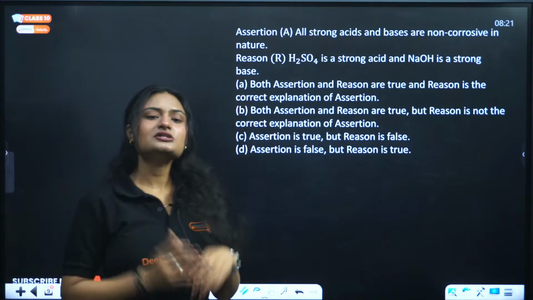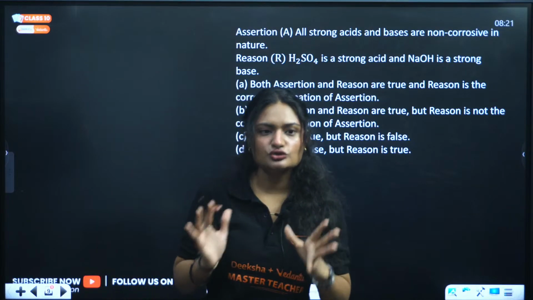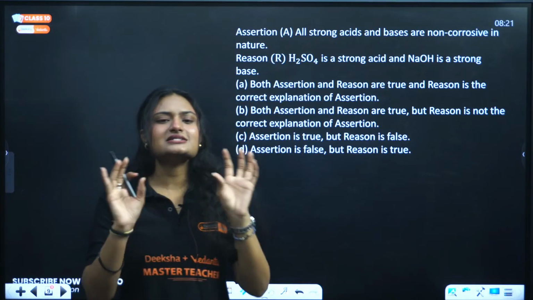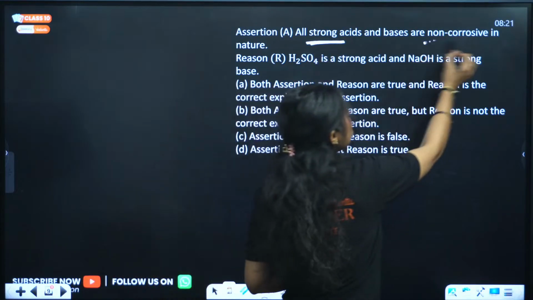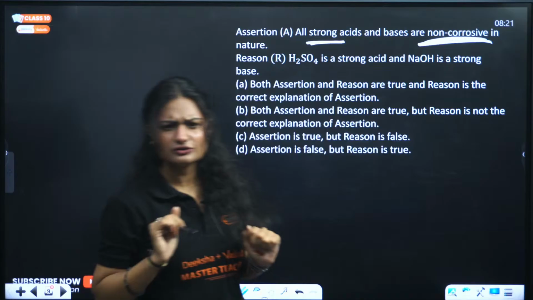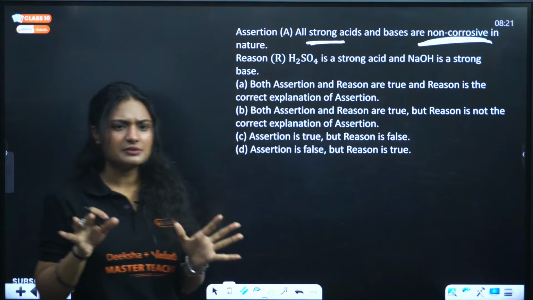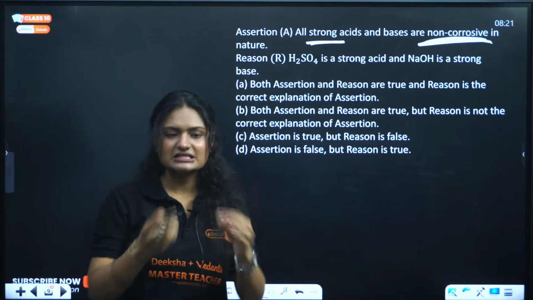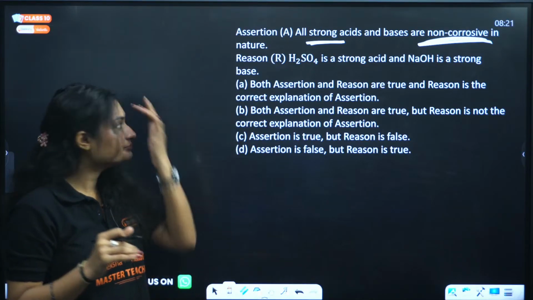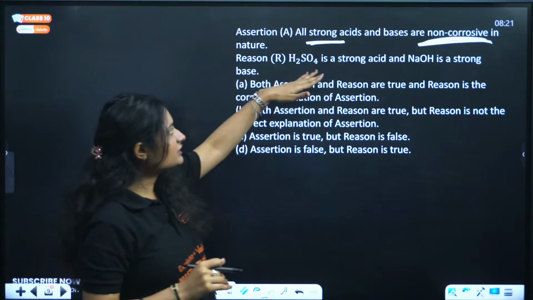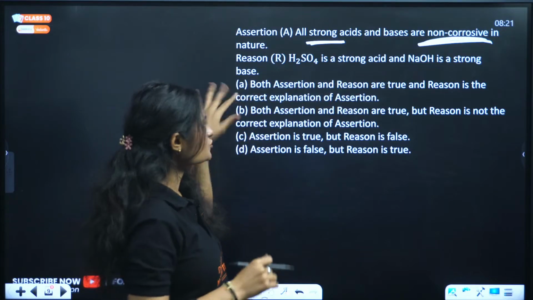The assertion says all strong acids and bases are non-corrosive in nature. Strong acids and bases. Focus on the word strong. And the thing written is non-corrosive. Corrosive, you know, right? Which is harmful to the environment, which can corrode anything. Corrosion, you know, right? The reason is sulfuric acid is a strong acid and NaOH is a strong base.